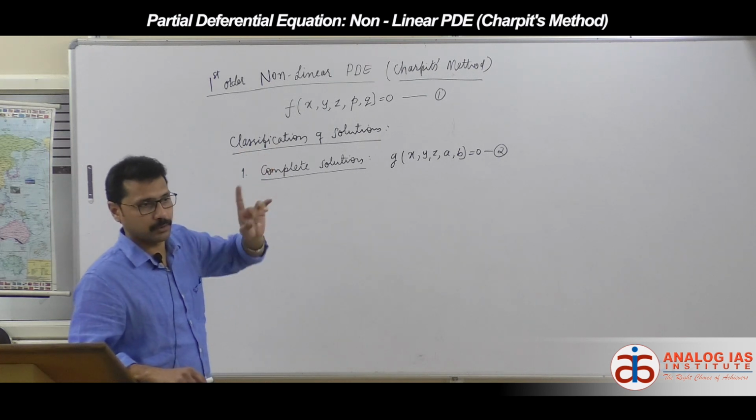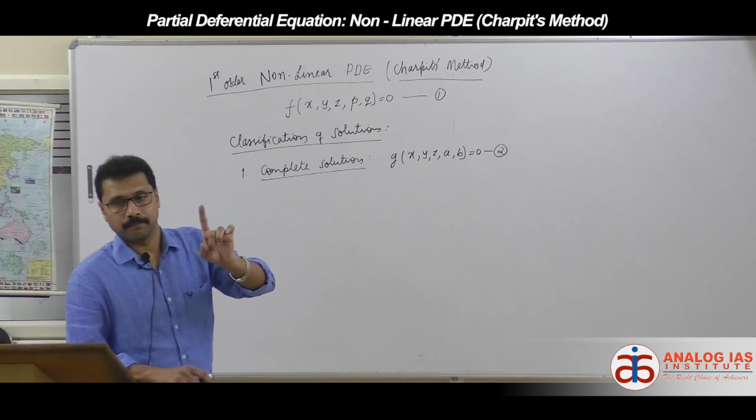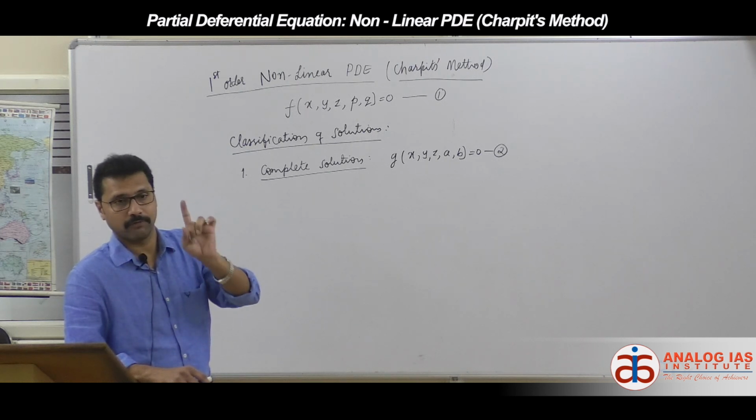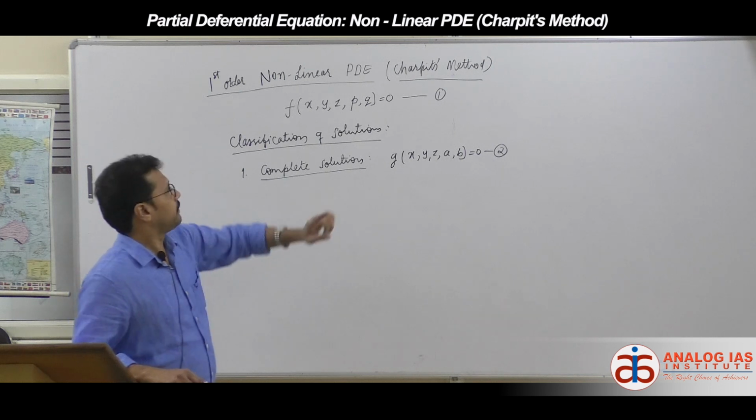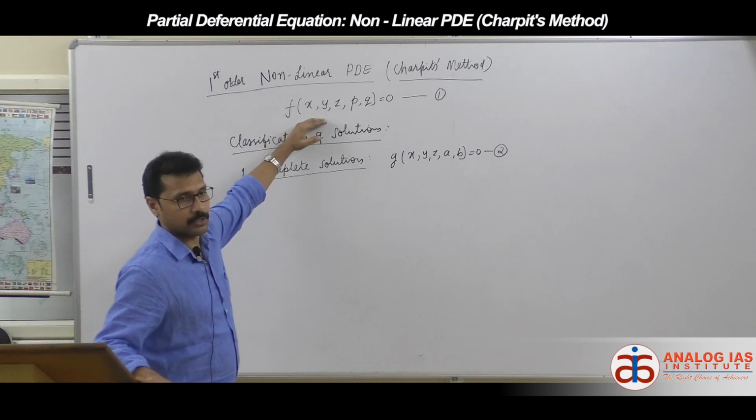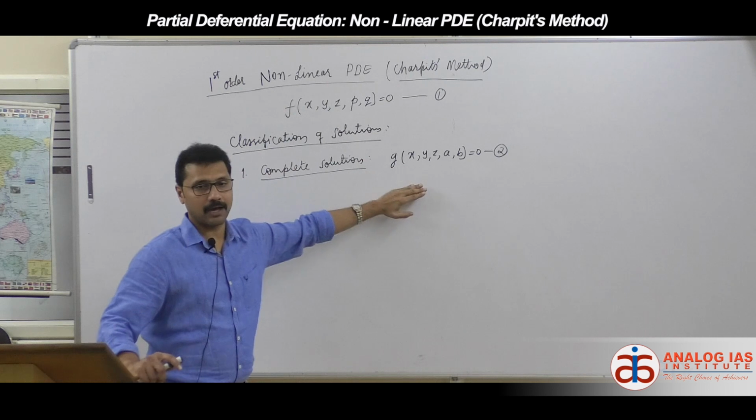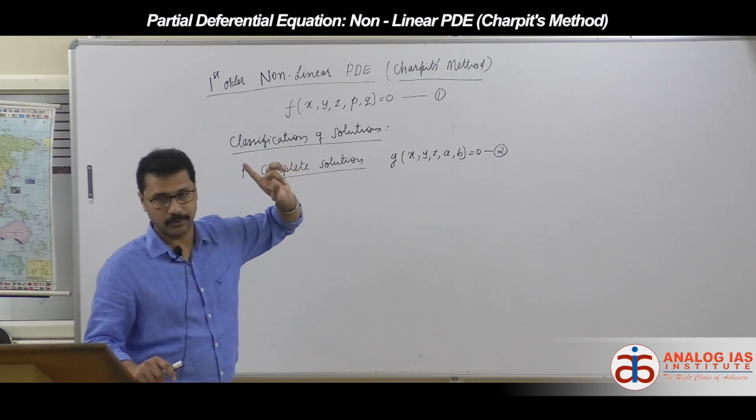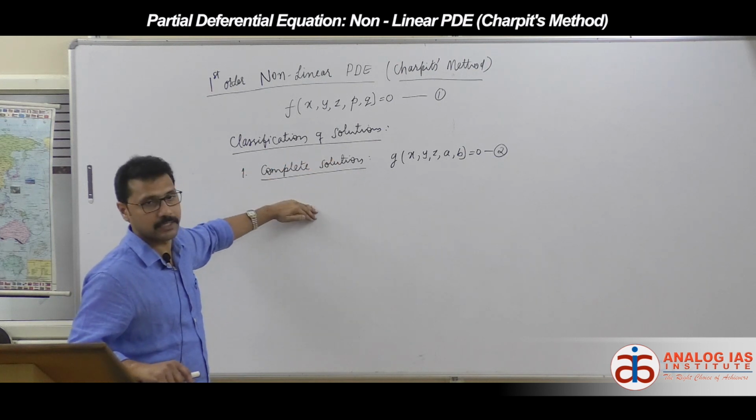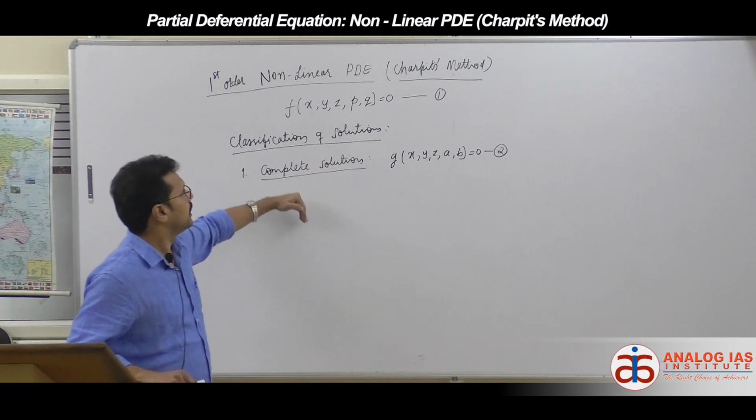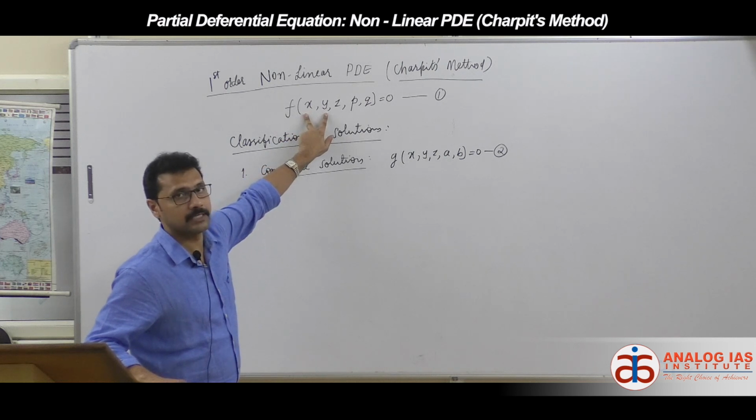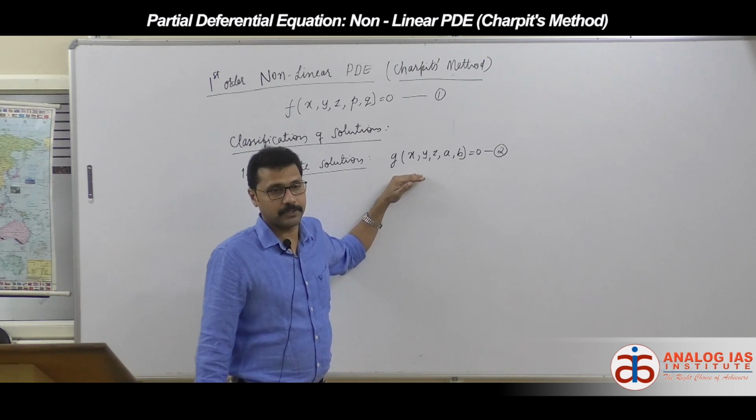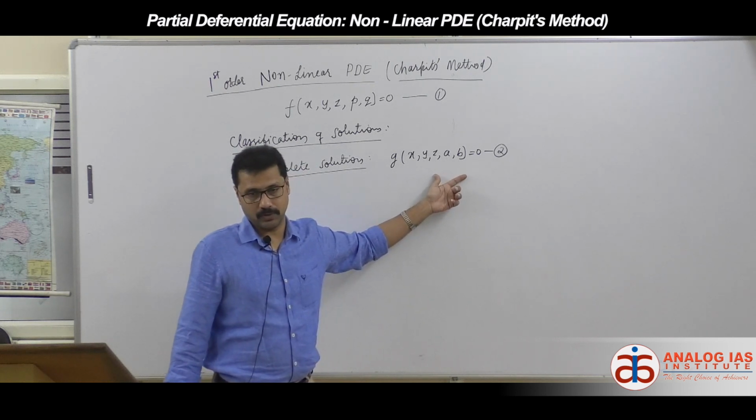In ODE, since it was only one independent variable, depending upon the order of the differential equation, we will have that many arbitrary constants in its complete solution. But in the case of PDE, since I have more than one independent variable, as of now two independent variables, my complete solution in the case of first order will have two arbitrary constants.